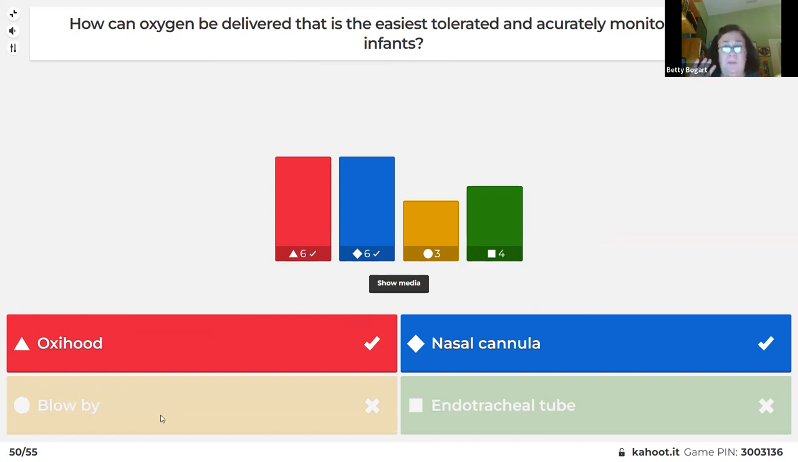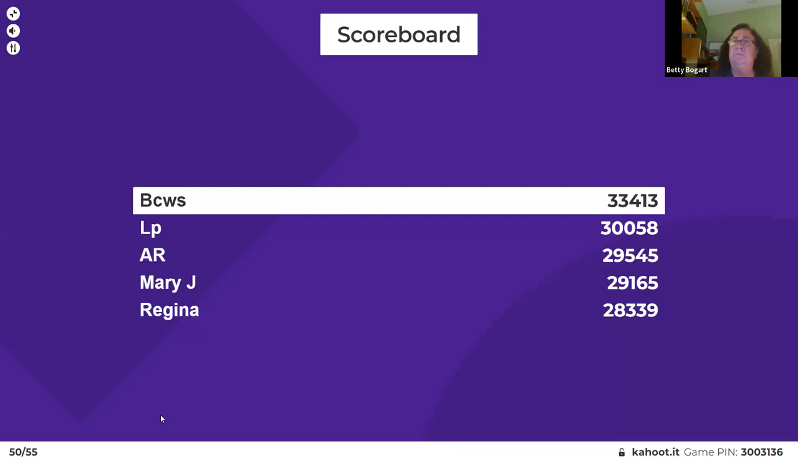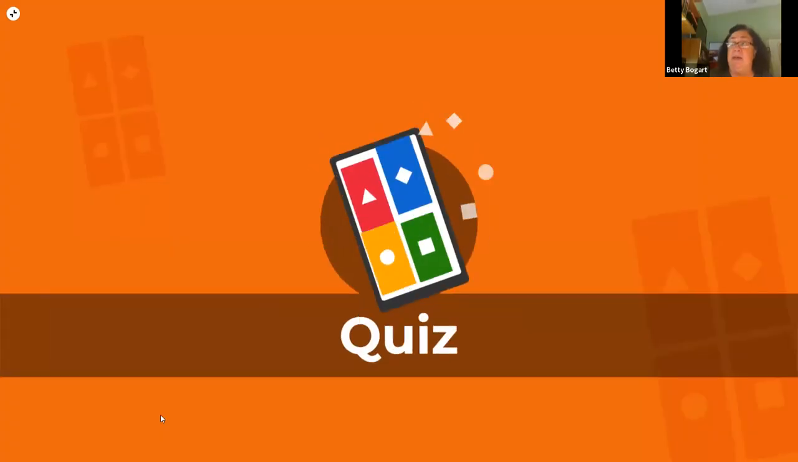Well, the oxy hood by far is the best. Little plastic hood, they can still put their fingers in their mouth, they can still have their pacifier. Nasal cannula, sometimes it bothers them, but still it's accurate and we can monitor it. They don't like endotracheal tubes, and blow-by is not accurate at all. So those things, no. But I like the oxy hoods the best.